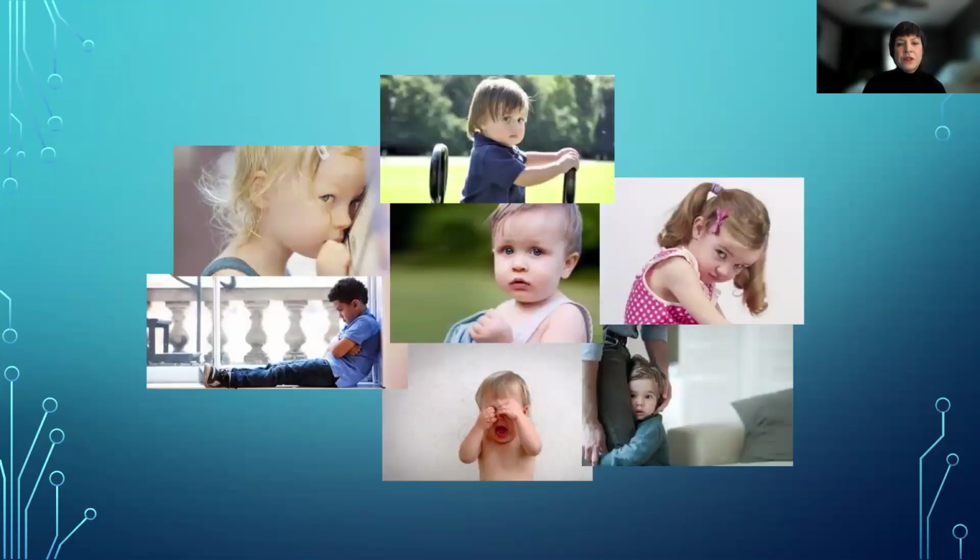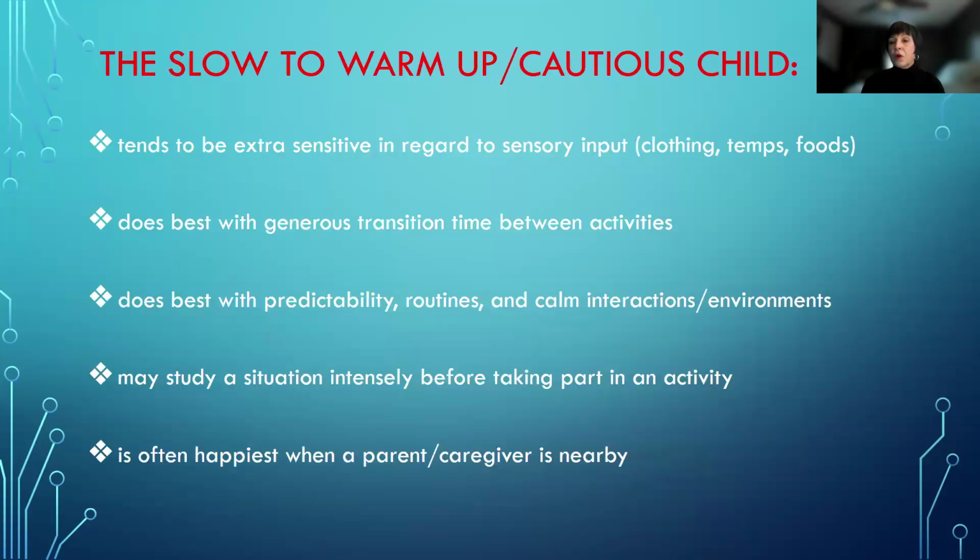The third temperament, let's look at these little ones. They are darling, of course, but when you look at them, you might see that they appear a little reticent or a little shy. And these children are representing the slow to warm up or cautious child. These little ones have some physical attributes that you might not see in the other two categories. They tend to be more sensitive in terms of sensory input: loud noises, variations in temperature, the tag on their shirt, the feel of different food in their mouths.